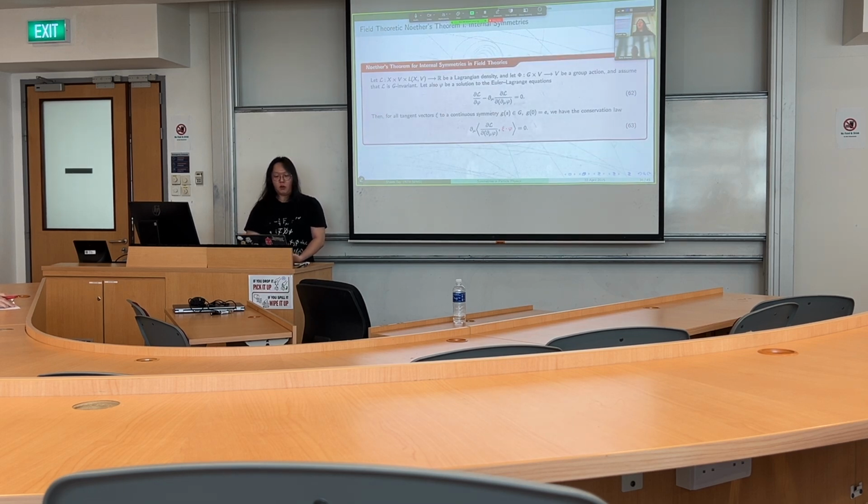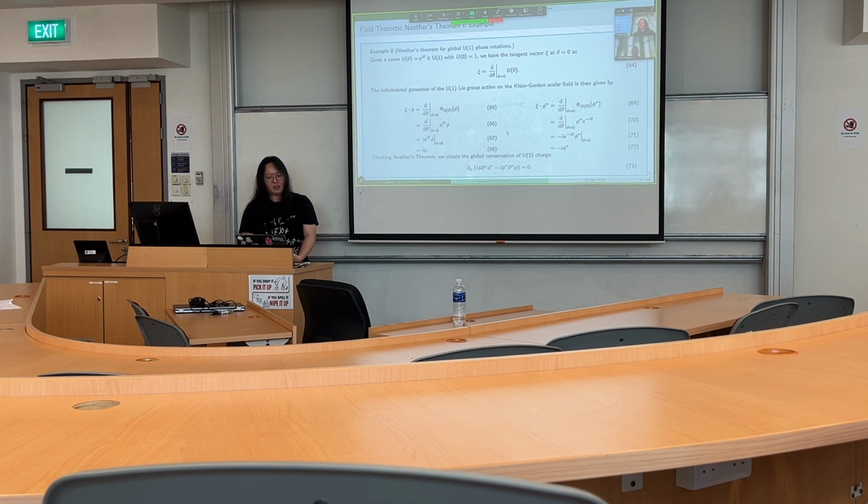Now, Noether's theorem for internal symmetries is quite similar to the classical mechanical case. We suppose we have a Lagrangian density that is G-invariant under the group action, and let us have a solution to the Euler-Lagrange equations. Then for all tangent vectors C to a continuous symmetry, we have this conservation law. In order to derive what the conserved quantity is, we simply need to compute C dot phi, which is the infinitesimal generator of the Lie group action on the field variable.